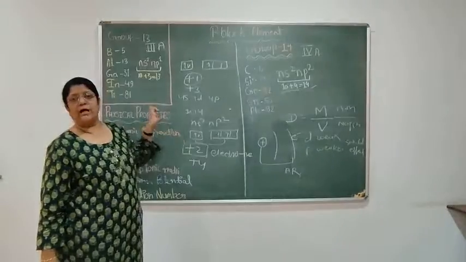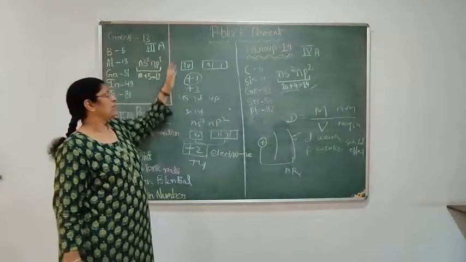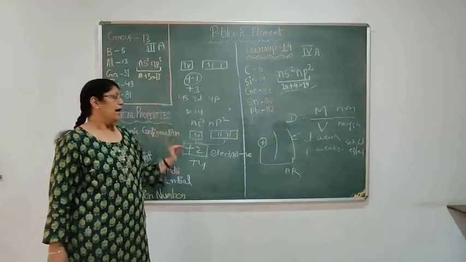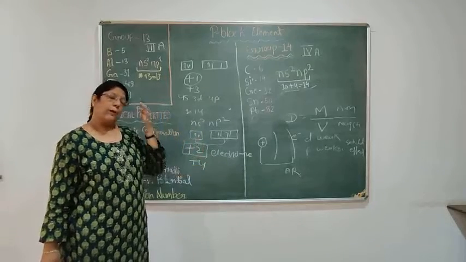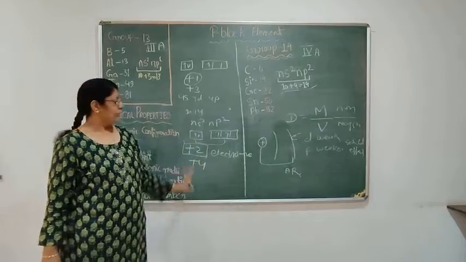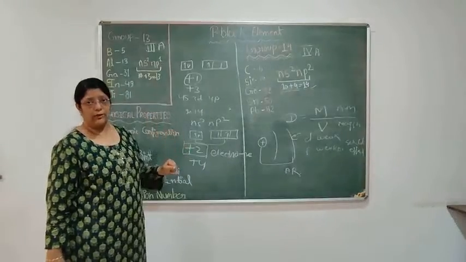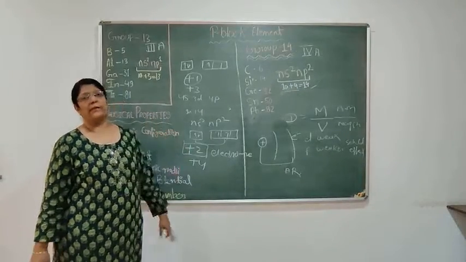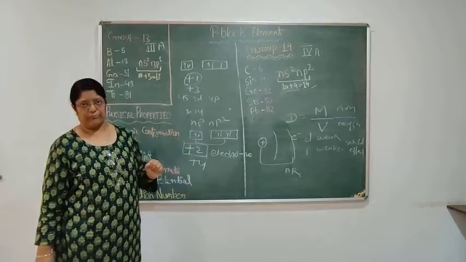Boron and carbon are smaller in size, that's why they are highly electronegative. As we move down the group, the remaining elements are less electronegative. Okay, so this is all about electronegativity. The next topic is catenation.